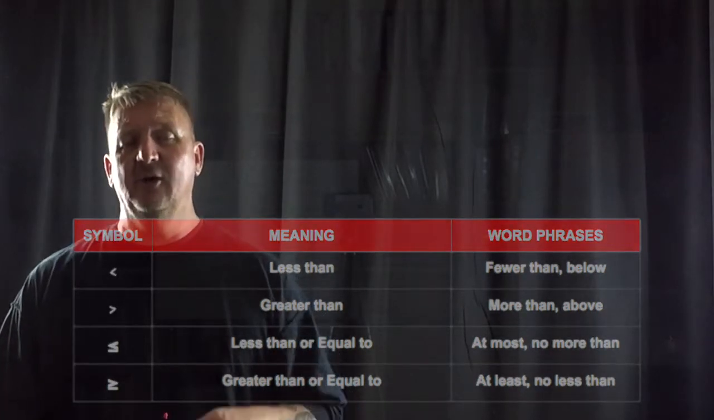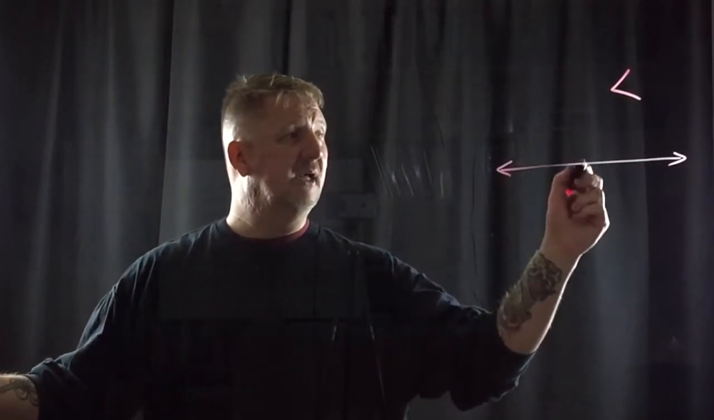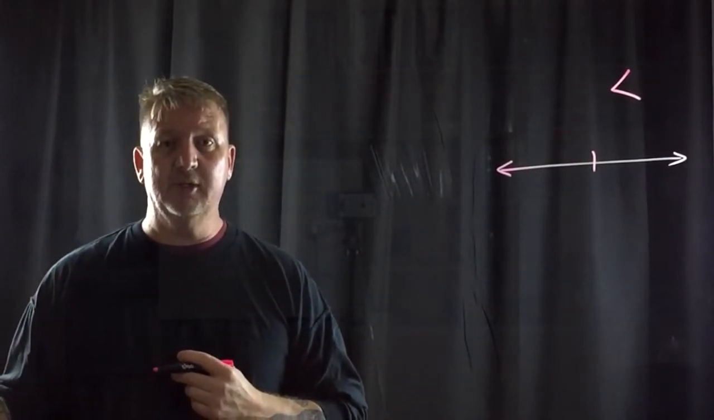Also, with inequalities, you're going to have to graph their solutions. Because there's more than one solution, you can have an infinite number of solutions. You want to graph those answers on a number line. This is what the graph of less than looks like. If I have an answer that's going to be less than something, I draw a number line, and graph the number that I want to graph.